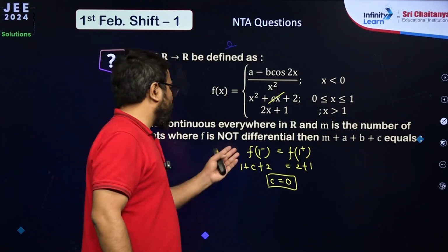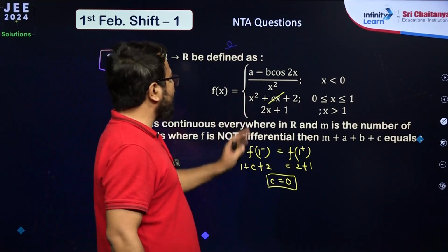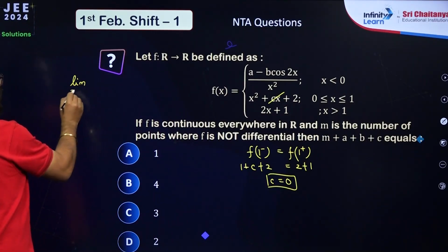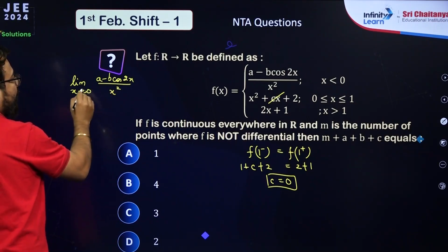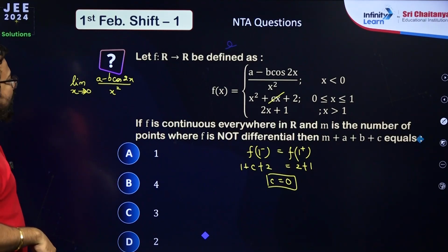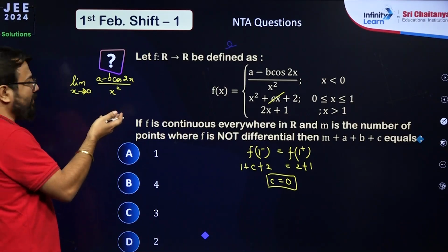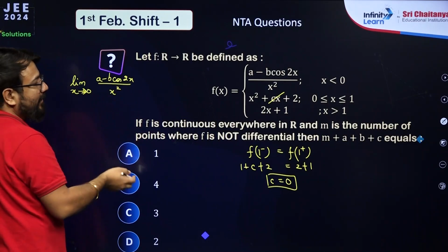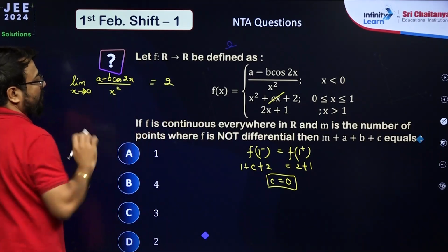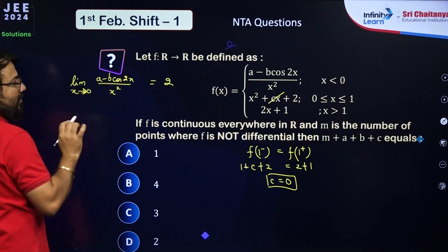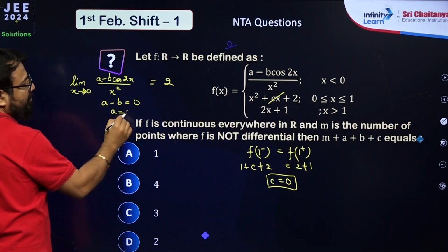Alright. Moreover, this function is continuous at 0 as well. So here we can see that the limit as x tends towards 0 of (a minus b cos 2x) whole divided by x square. If I try to substitute the value of x as 0, the denominator is tending towards 0, so the numerator should also tend towards 0 at x equals 0, because then only the limit will be defined. So this limit is actually equal to 2. If the numerator is tending towards 0, cos 0 is actually 1, so a minus b should be 0. The very first thing is that a and b should be the same.